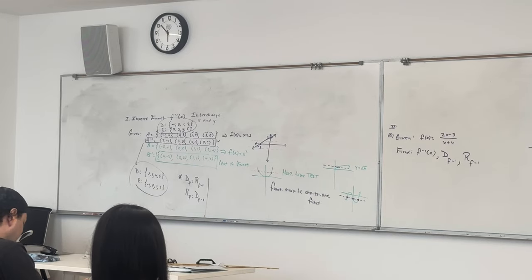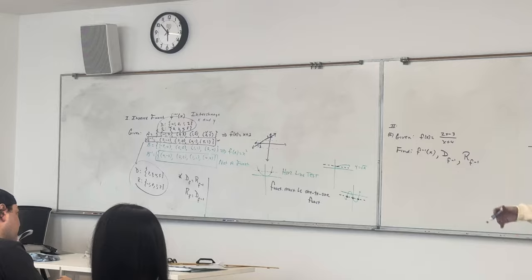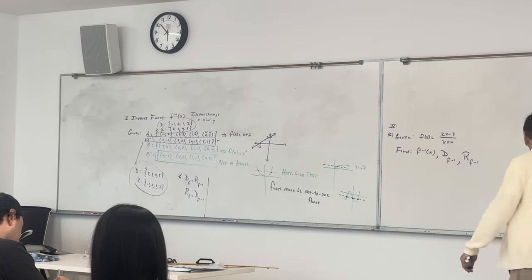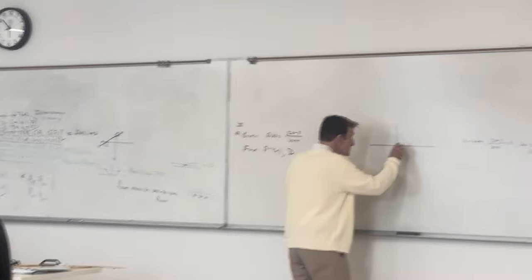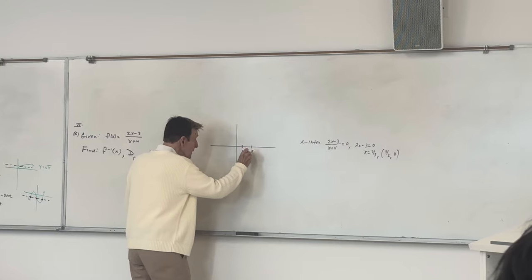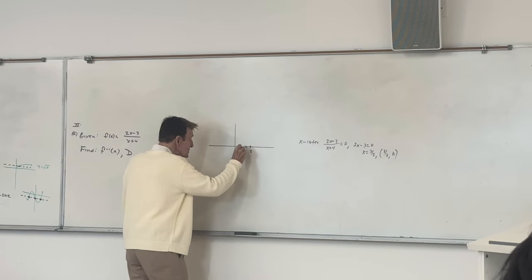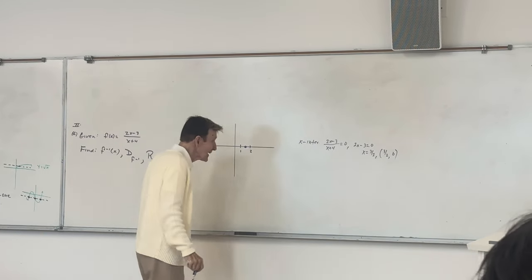So 1 1/2, go right behind the point there, 3 halves, 1 1/2, 0 is my x-intercept. So I'm going to place it on the graph right now. So out at 1 1/2, right here, guys, here's my x-intercept on this graph.